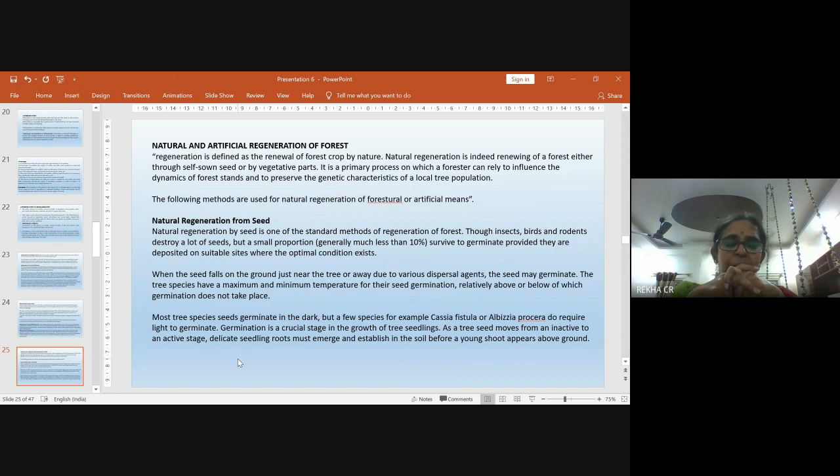So most tree species' seeds germinate in the dark, and a few species require light. So germination is a very important stage in the growth of the tree seedling. So as the tree seed moves from an inactive to active stage, the delicate seedling root emerges and establishes in the soil before a young shoot appears above ground.